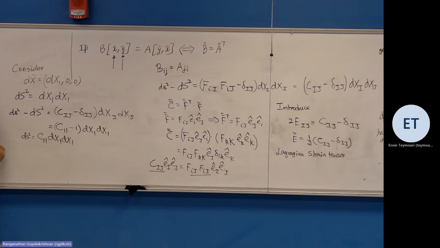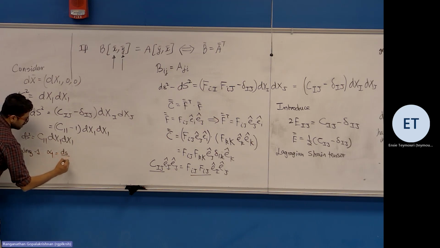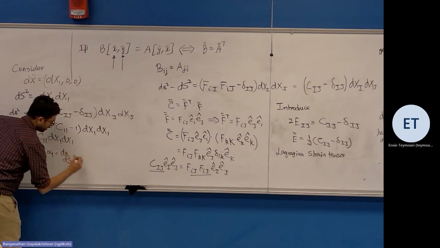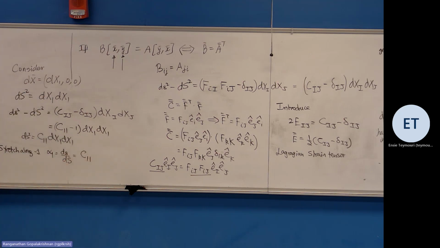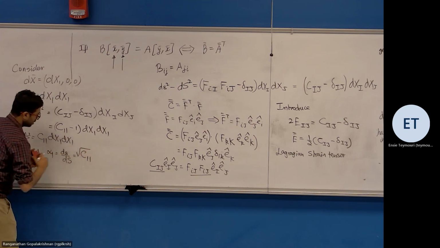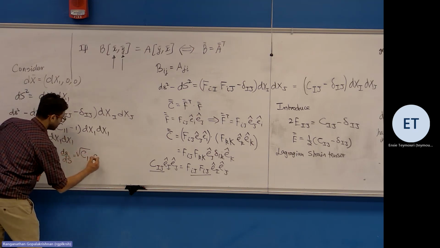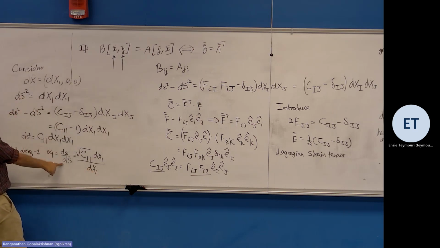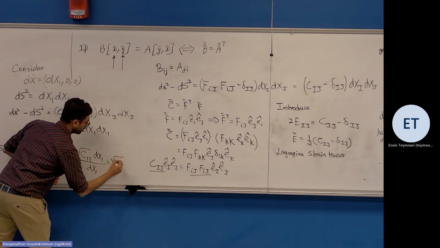Now, what is the stretch along direction 1? That would be ds over dS, the change in length, which will get you C11. Okay, this will be the square root of C11 times dx1 divided by dx1. I'm thinking of ds, not ds squared. So this is the square root of C11.